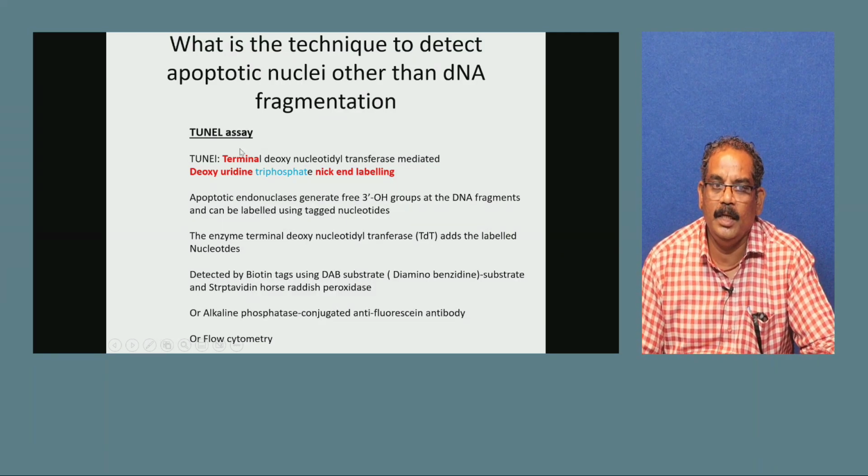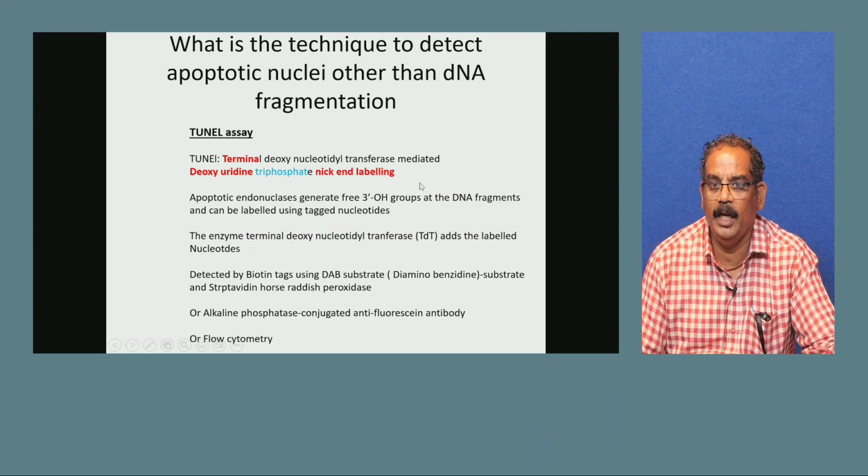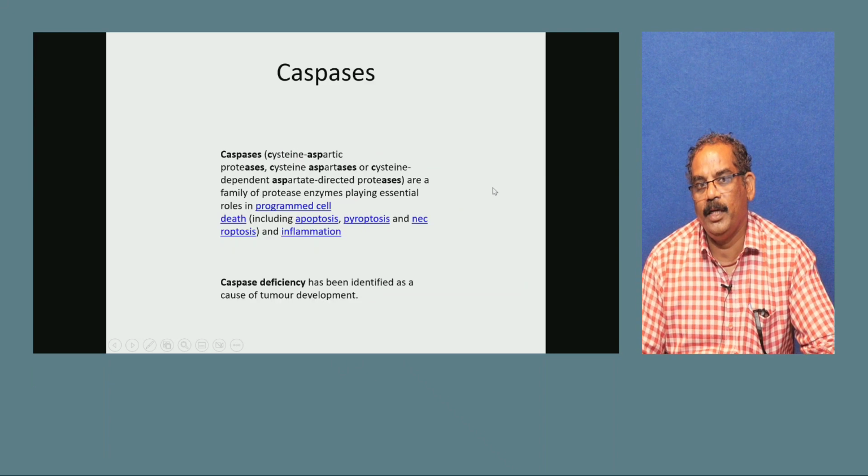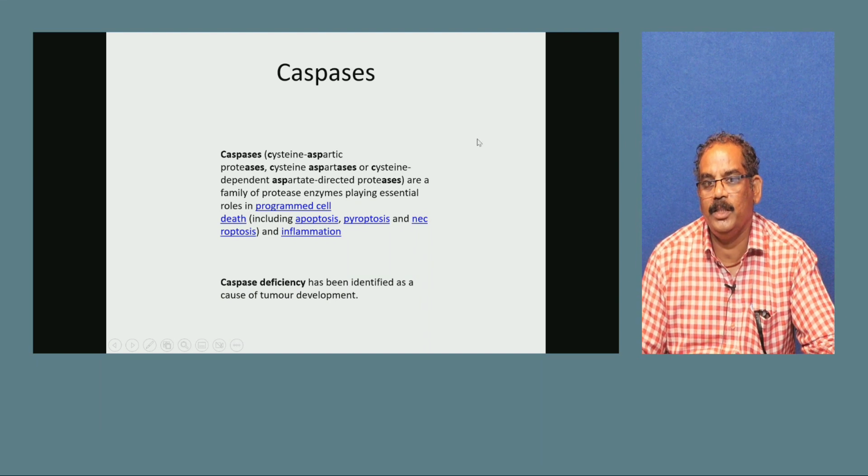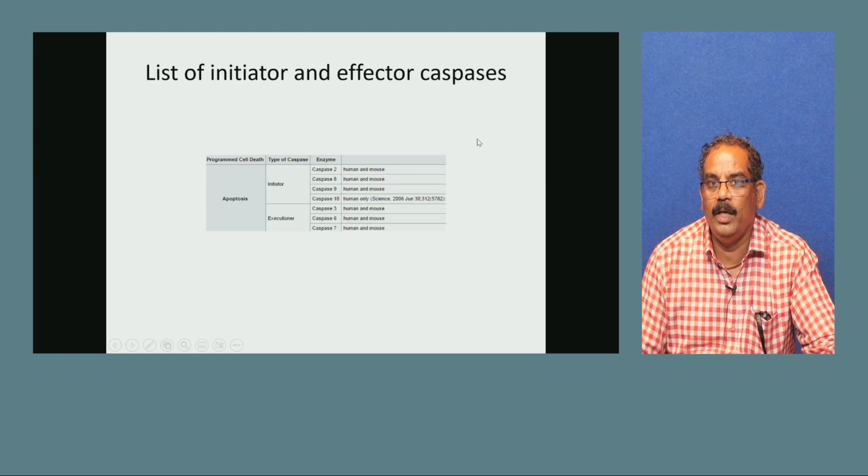How to detect the DNA damage is by the TUNEL assay, terminal deoxynucleotidyl transferase mediated deoxyuridine triphosphate nick end labeling. This is a kind of ready-made kit that is available. The proteins that regulate apoptosis are cysteine aspartic proteases called caspases. When they get activated, only then will the apoptosis of cells take place.